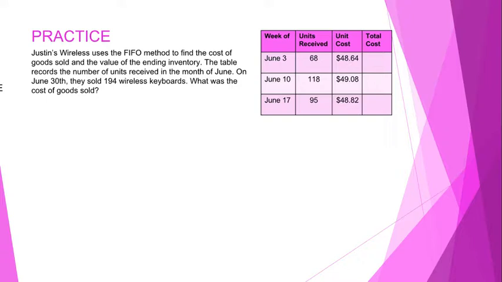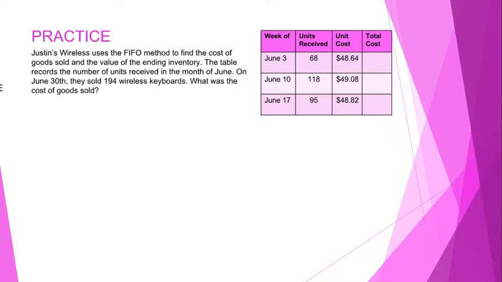So we have 68 that we received on June 3rd, so we can sell that many. Our total cost is when we multiply the two together. Now we need to figure out how many we have. We have 194, which is how many we sold, minus the 68 we received. So we have a total of 126 left to sell. So we have 118 that we can sell on June 10th. We get our total cost. Now we need to see how many more we can sell.